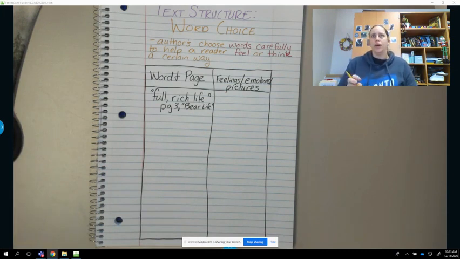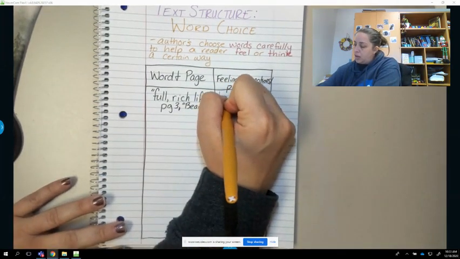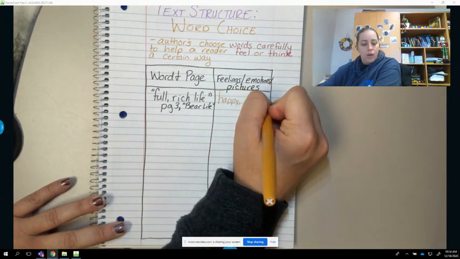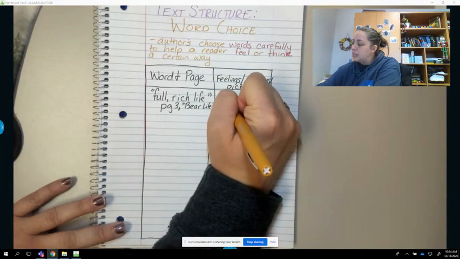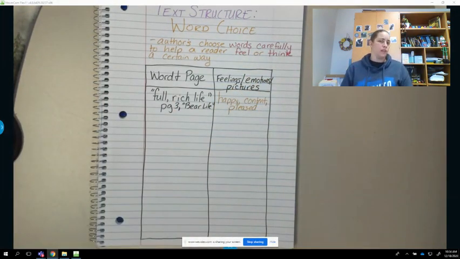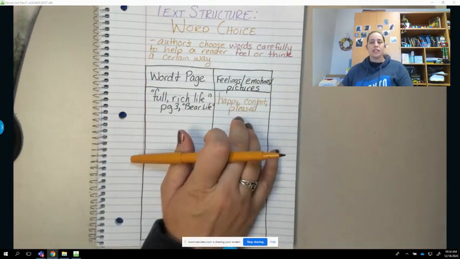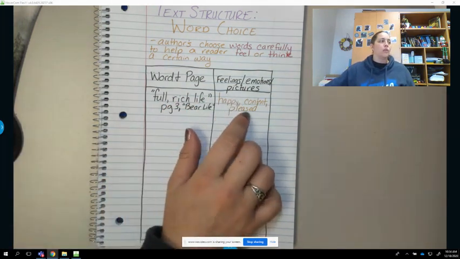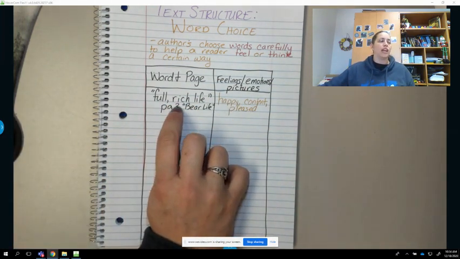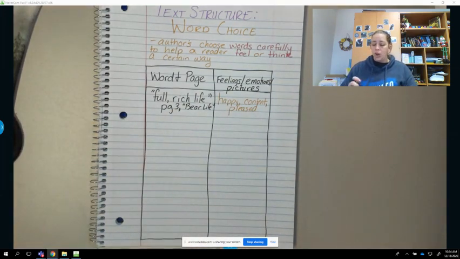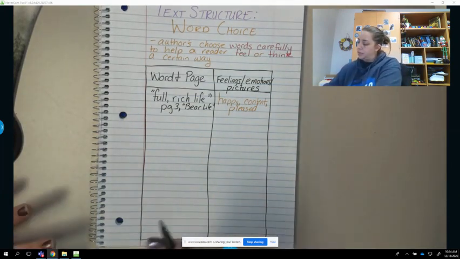Something that's full and rich means that something that's happy, or they're content, or they're just really pleased with their life. They're not wanting for anything. So they're happy and content and pleased. That would be a very good description of word choice, where the author chose full, rich, and life to make me think that these bears are just really happy and content with where they're living and what they have.